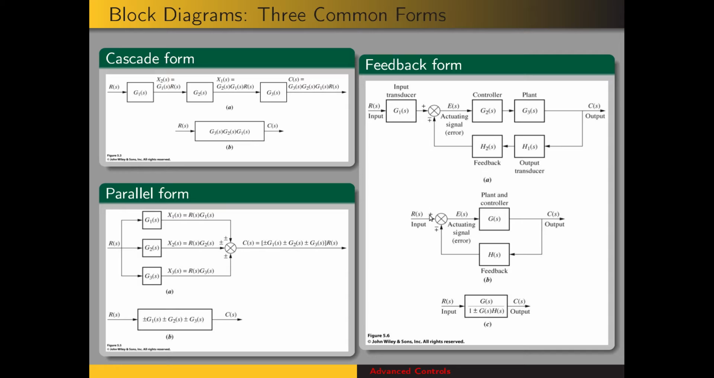So if this summing junction is R minus H times C, then the denominator here is going to be 1 plus GH. If this is R plus H times C, then this is going to be 1 minus G times H.